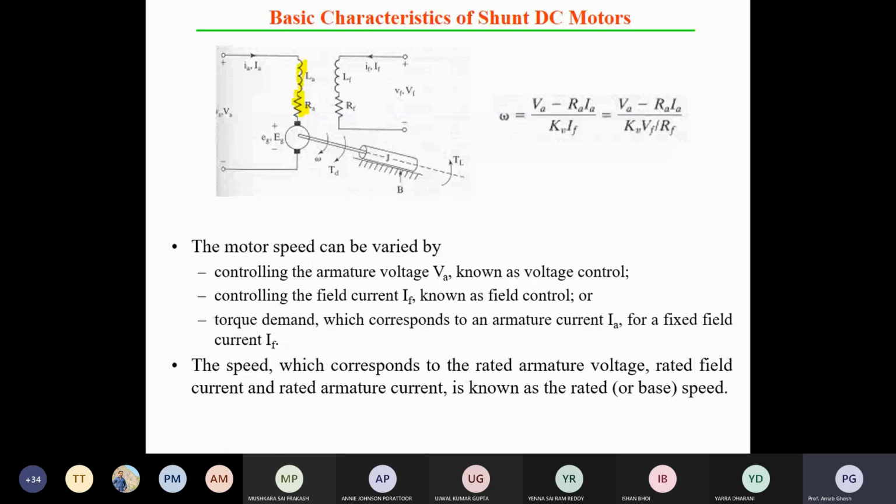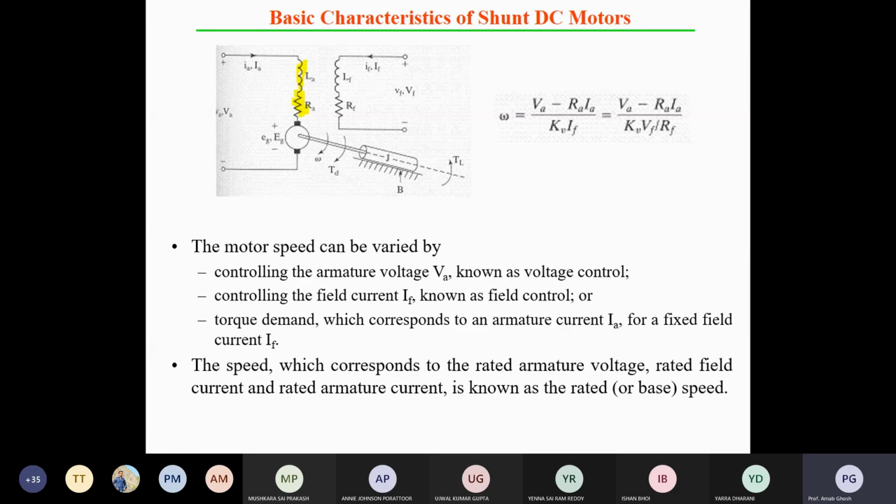Okay, so here you know the expression of the speed. What is VA equal to? VA equals E plus IA RA for the case of a motor. So what is that value? VA minus IA RA equals E, the generated EMF, equal to Z n phi P by 60A.